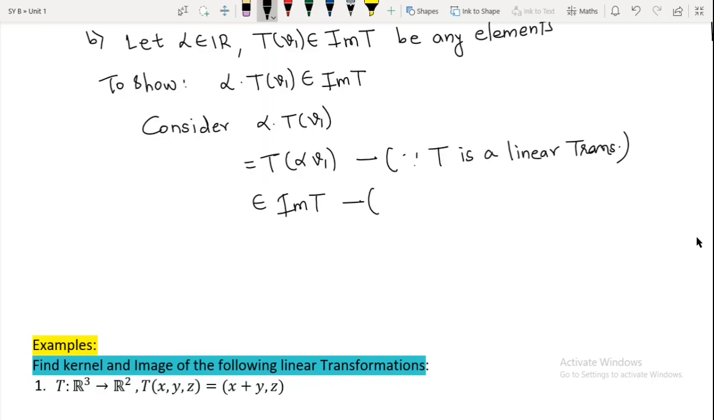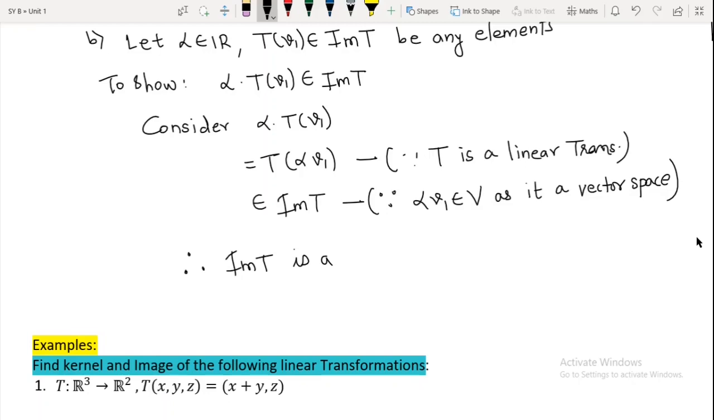Okay. Now I can directly say that it belongs to image of T. What is the reason again? Since this alpha V1 belongs to what? V, as it is a vector space. Okay. So yeah, that is what we wanted to prove. So therefore I will say image of T is a subspace of W.